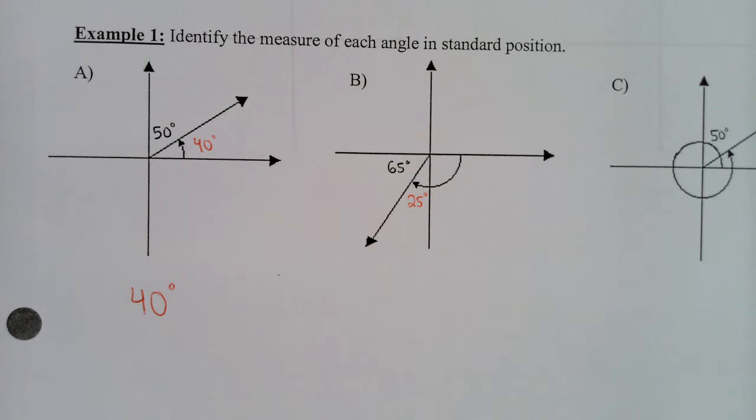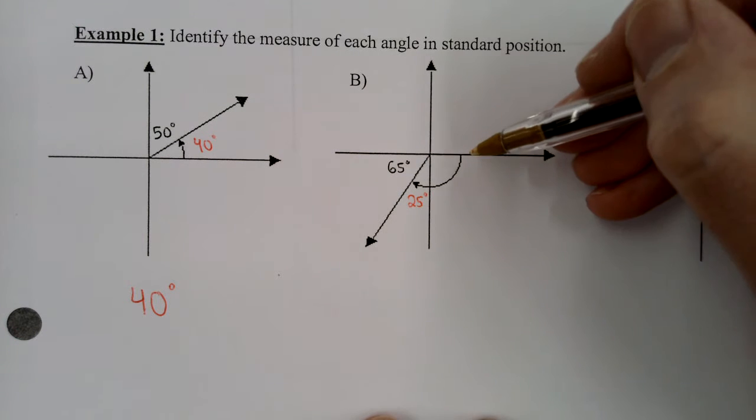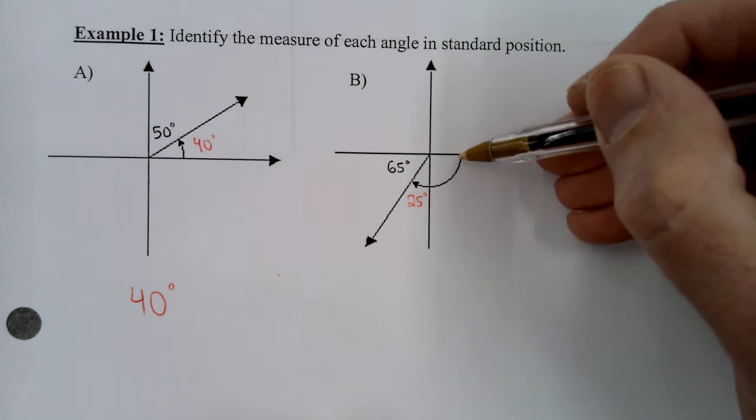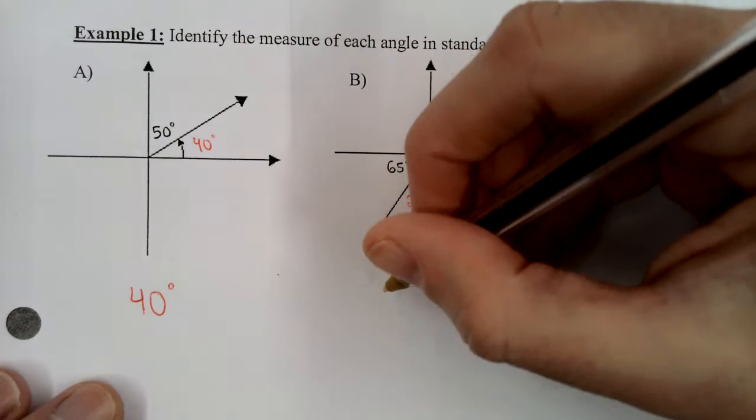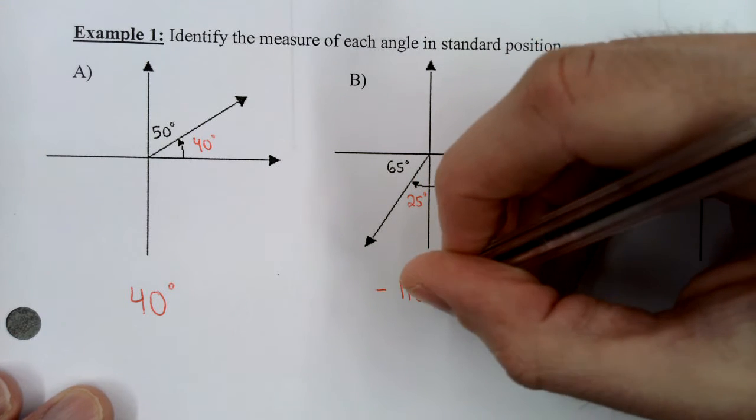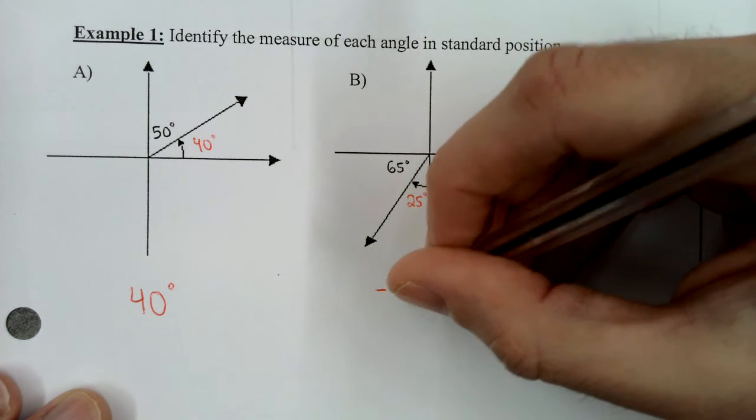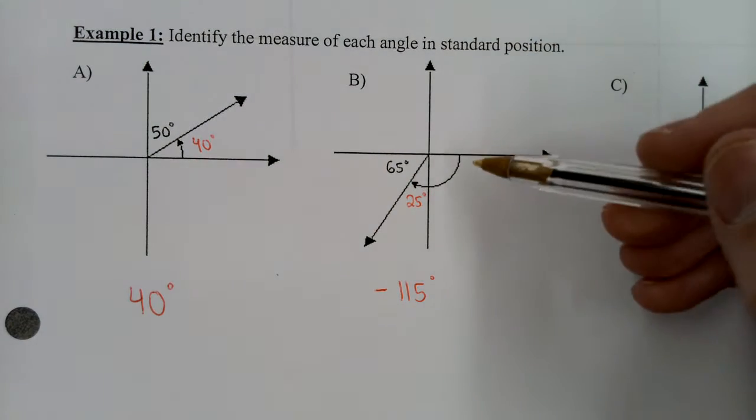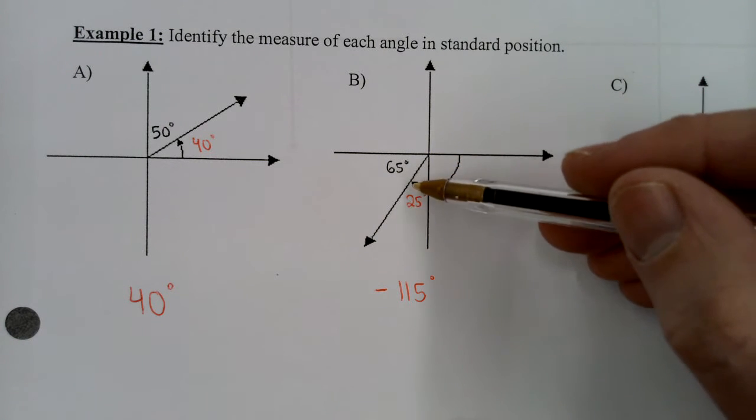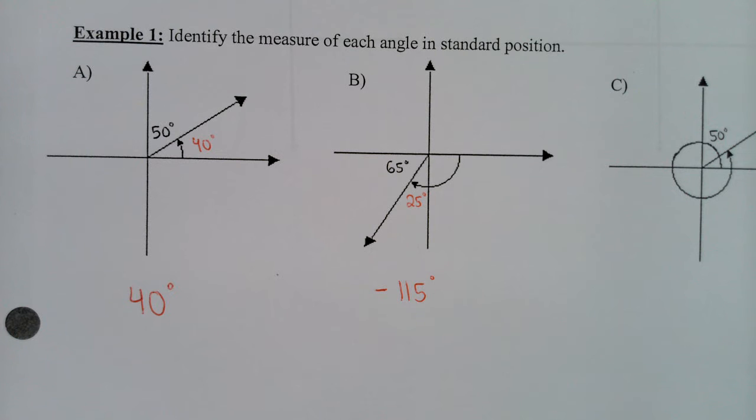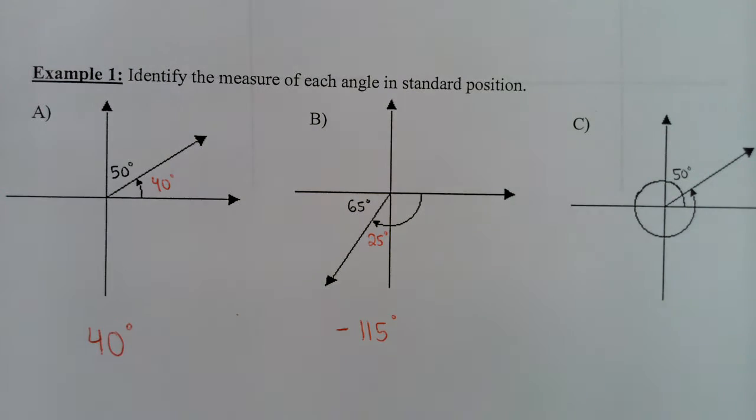Now this is going to be a negative answer, like I said, because it's going clockwise. So we're going negative 90 and then another negative 25. So altogether this is a negative 115 degree angle. Okay, we're going clockwise, so it's going to be a negative angle. So negative 90 and then another negative 25 will be negative 115. Good. Part C.